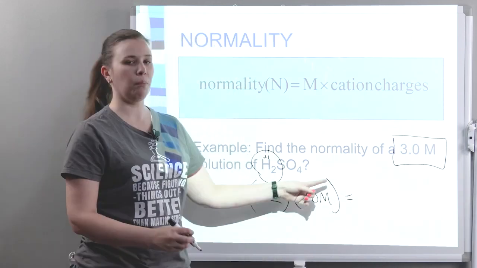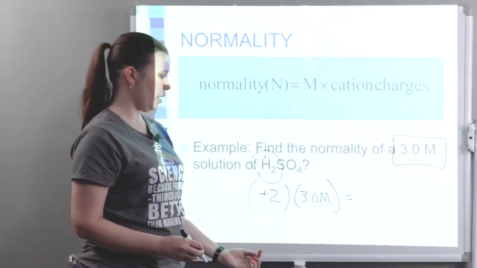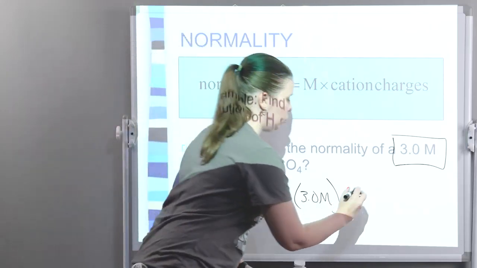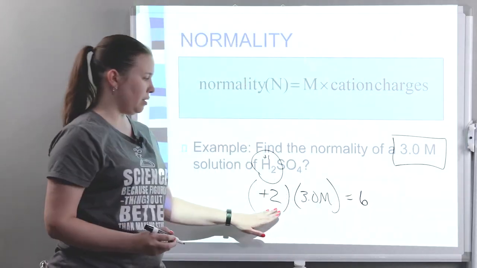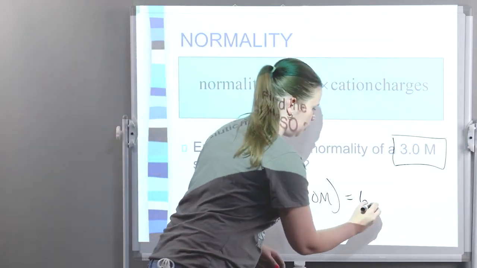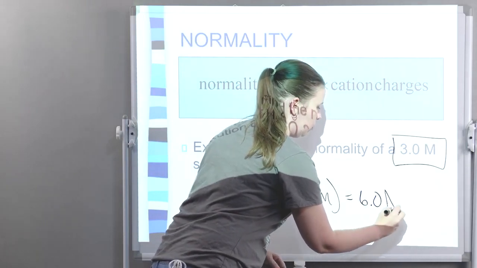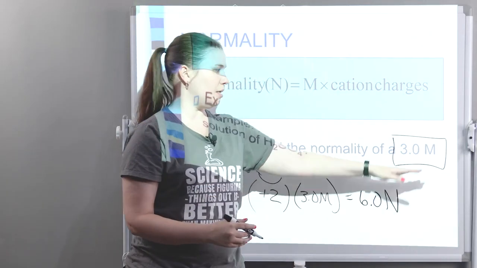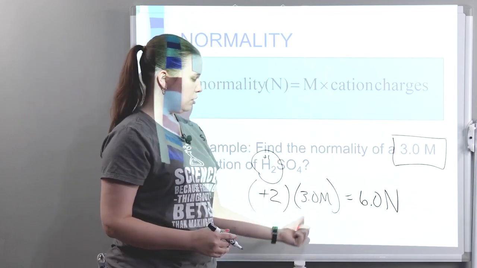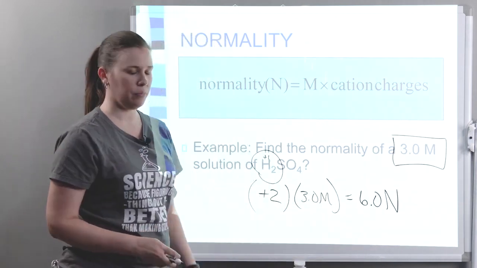And that's going to convert molarity into normality. So 2 times 3 is, of course, 6. This being an exact number, I'll keep my 6.0, but now the units would be a capital N instead of that capital M. So this is going to convert molarity into normality.